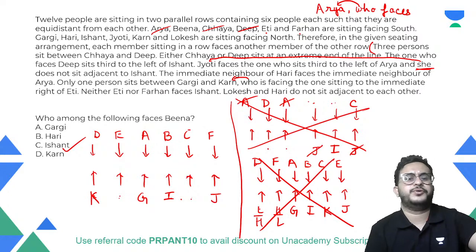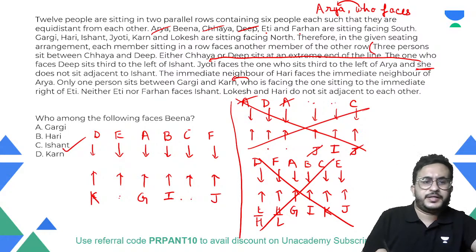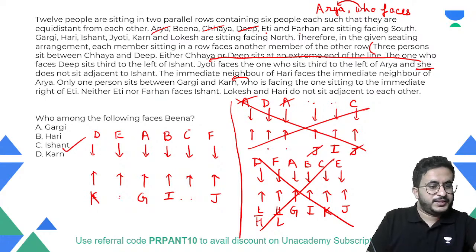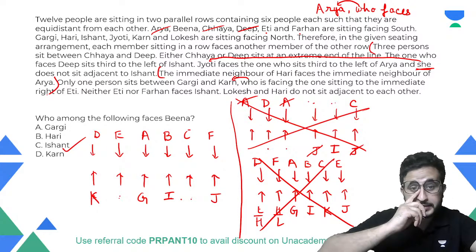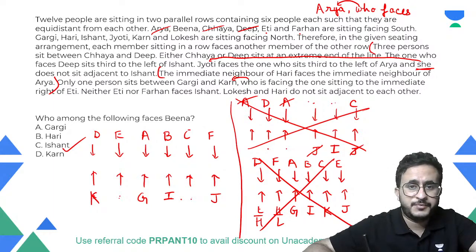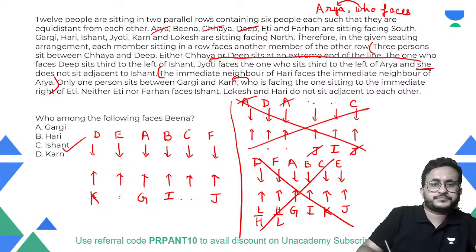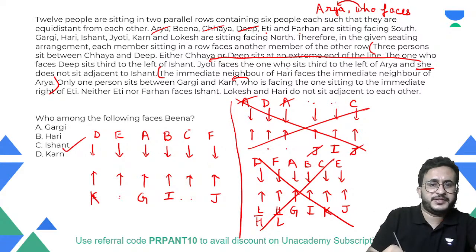आर्य के अपोजिट हरी होगा। ओके, आर्य के अपोजिट कैसे होगा? See, one thing it says that one information is missing, this part, which we have not yet used. एक statement बचा है ना अभी. Now it says immediate neighbor of Hari faces immediate neighbor of Arya. Okay, immediate neighbor of Hari faces immediate neighbor of Arya.